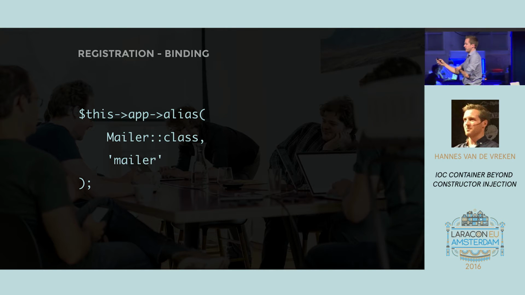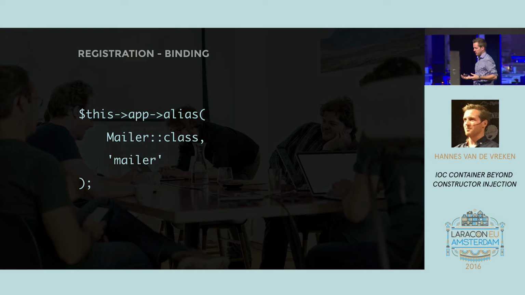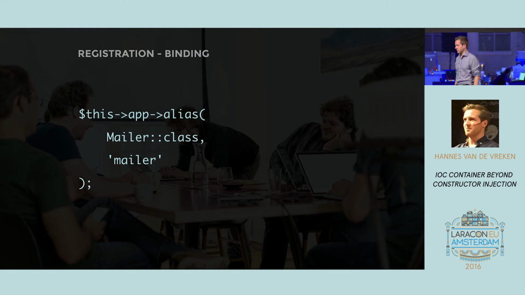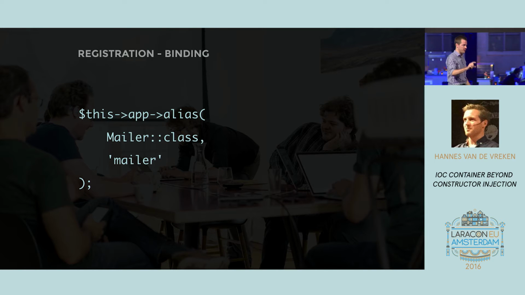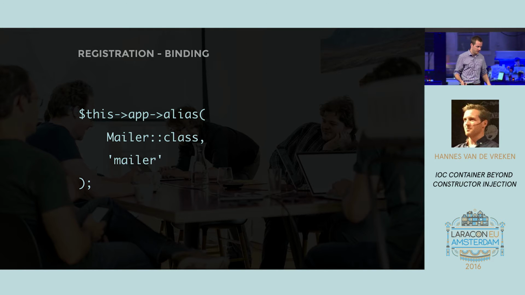You can also use the alias method. This app alias, mailer class mailer. This is something that has been added later. The first iterations of the IOC container only had the class names. And now you can also add some aliases or strings, just simple strings. If you do this app make mailer, not the fully qualified mailer class name, but just a mailer string, which is 6 characters, then you can get the same object.